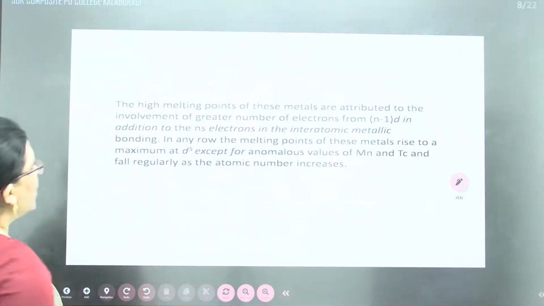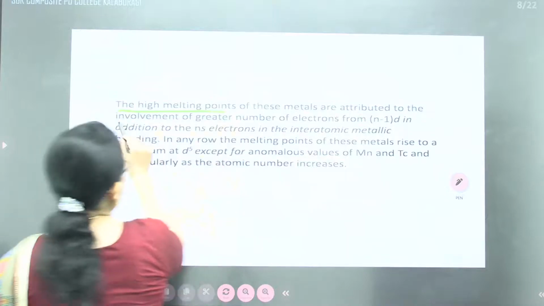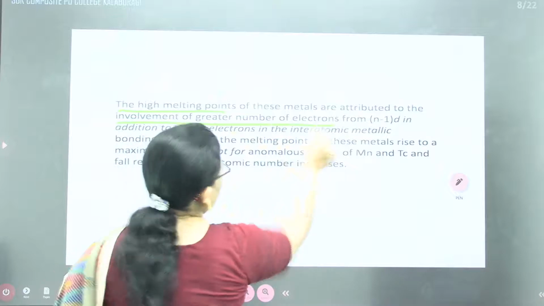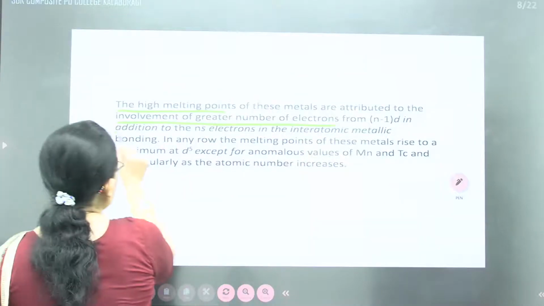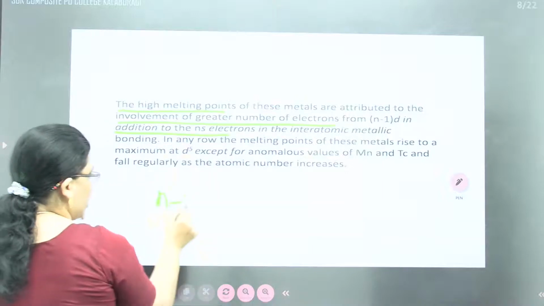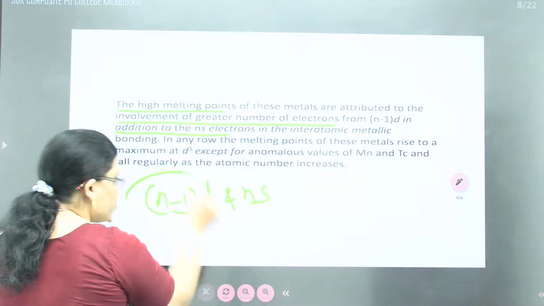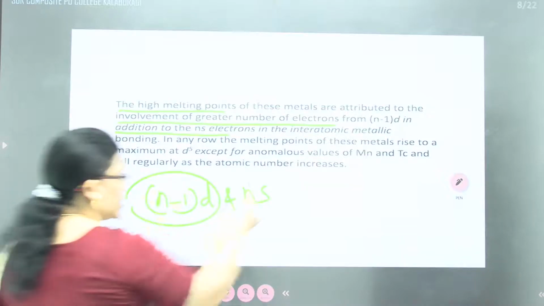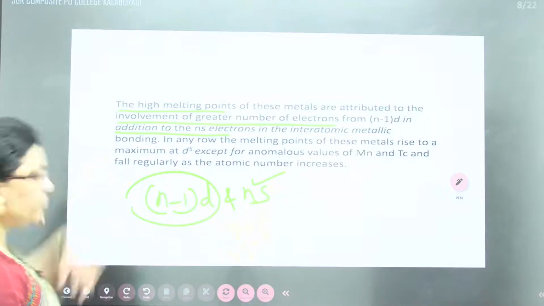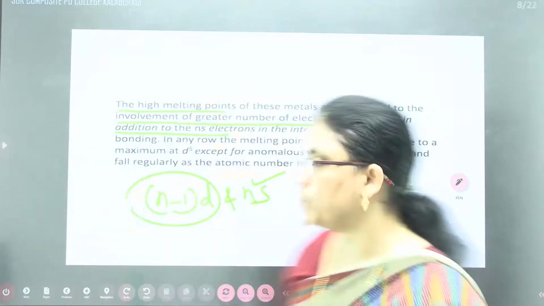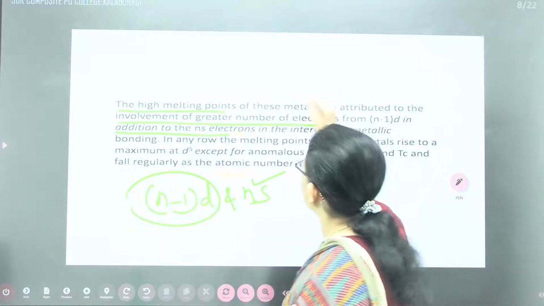That's why I said the high melting point of these metals is attributed to the involvement of a greater number of electrons from (n-1)d in addition to ns, because (n-1)d will be there along with ns. This will be responsible for showing the metallic character. That's why one line we can remember here: the high melting point of these metals, which metals? Transition metals.